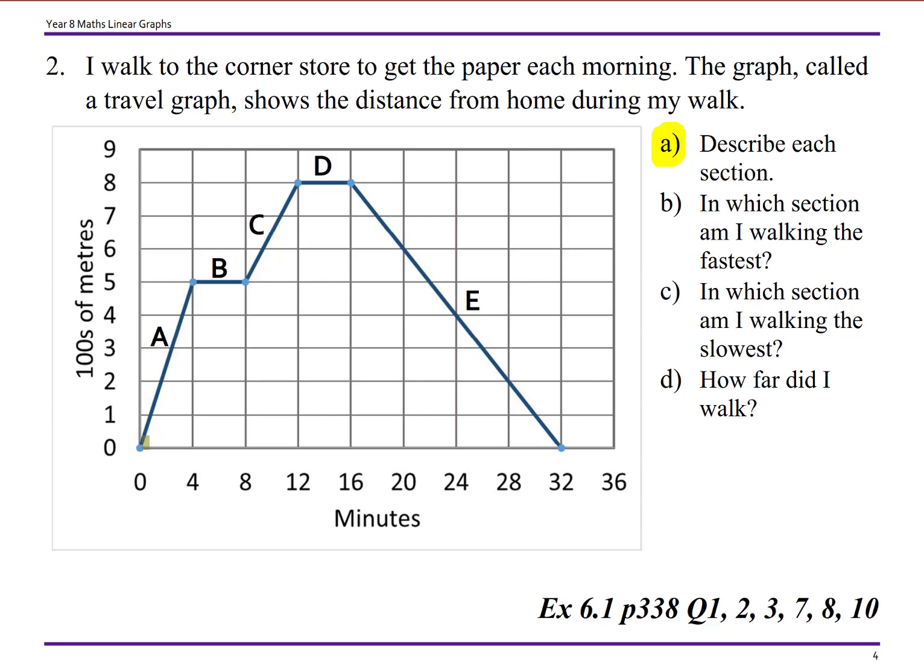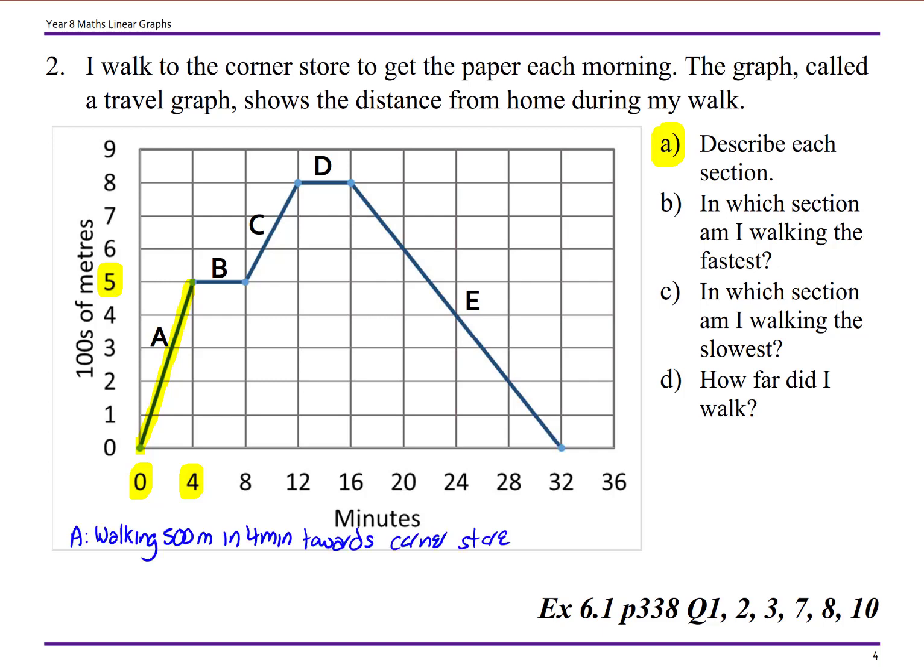So this section A, from 0 to 4 minutes. Okay, so we're going from 0 to 4 minutes, and we've gone 500 meters. Okay, so the first section, it's taken 4 minutes to walk 500 meters, so you'd be assuming this is walking to the corner store.